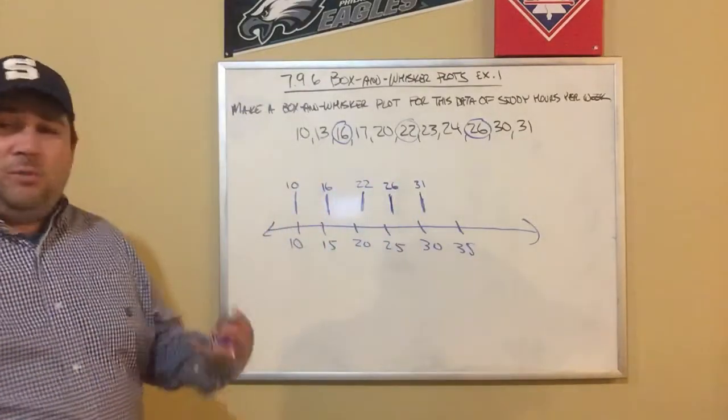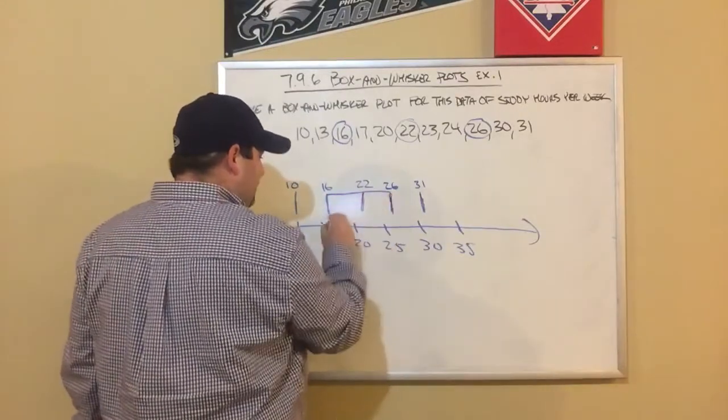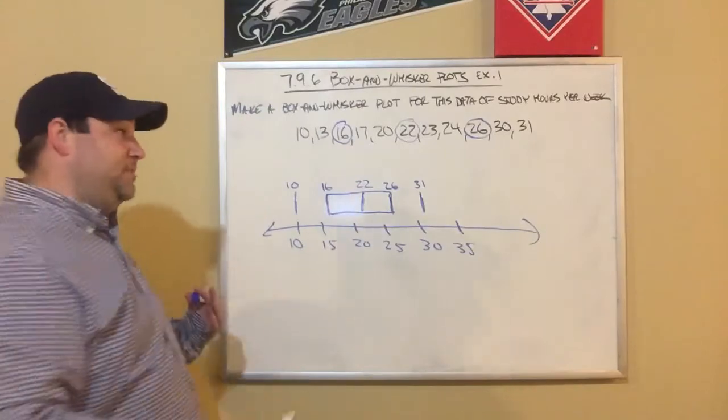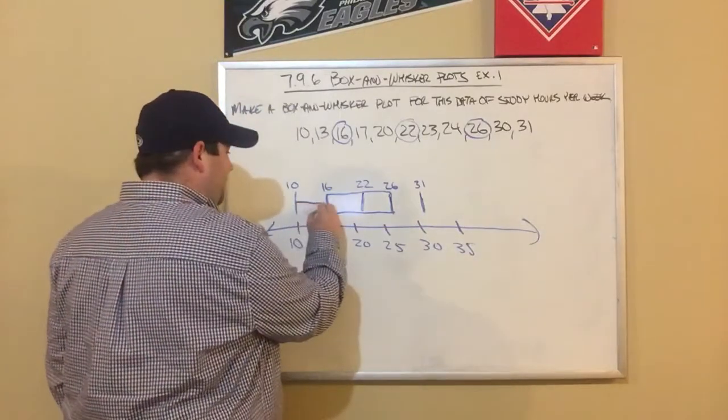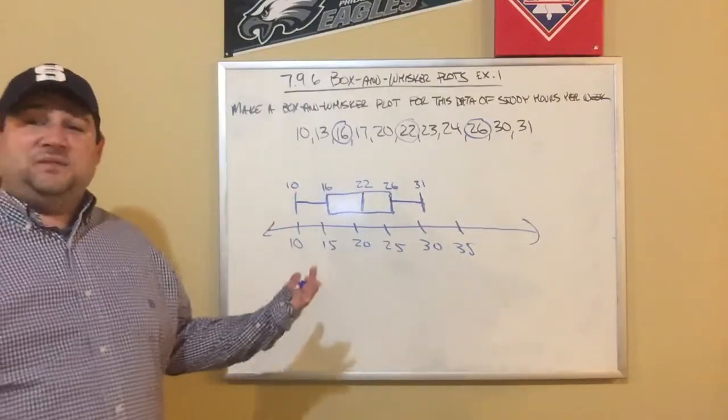And now I'm almost done. I just have to draw it in. The middle 3 lines make the box of your box and whisker plot. They make that middle 50%. And then you just draw a line connecting. And we've successfully made a box and whisker plot.